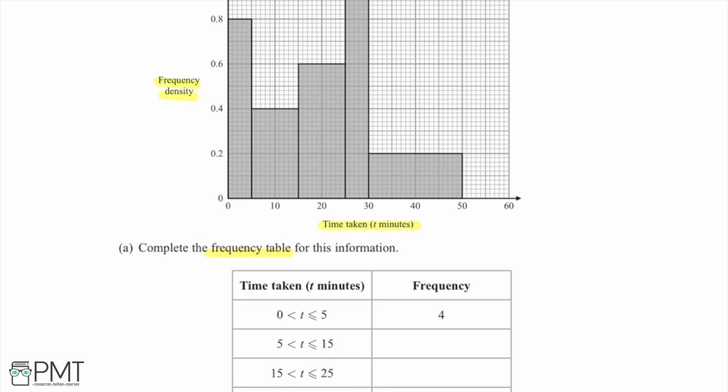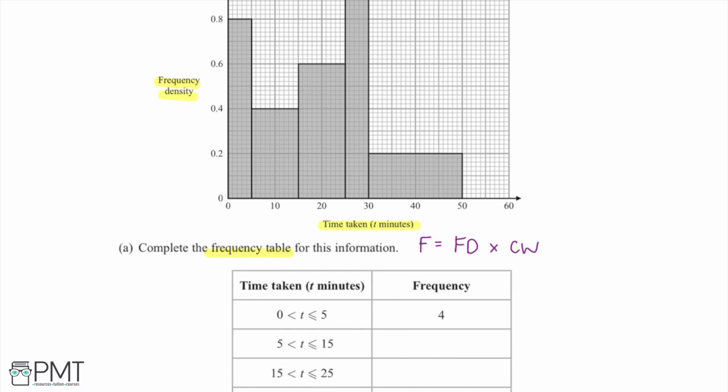Now in order to calculate the frequency, I'm going to use the formula. So the frequency is going to be equal to the frequency density, so in this case what's on the y-axis, multiplied by the class width, so the CW, which is basically the x-axis here. So we're measuring the class width for the time taken.